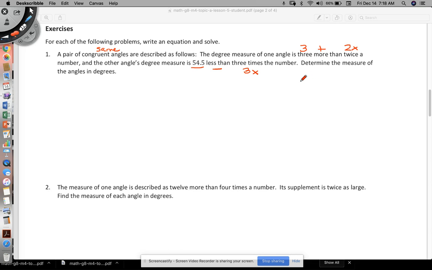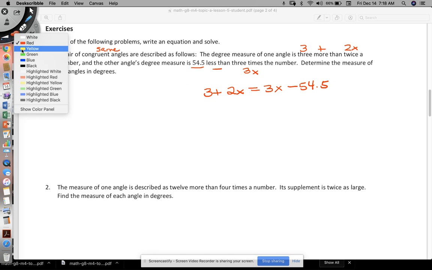All right, so we're going to put all this together here. So we got a couple things going on. So the first thing is we're going to talk about this first measure. Is going to be 3 more than 2 times, because that's what they wrote right here. Is equals sign. Remember, whenever we have the is, it's an equal sign. All right, and then the other side is going to be 3 times minus 54.5.